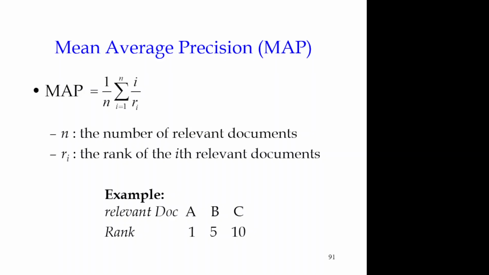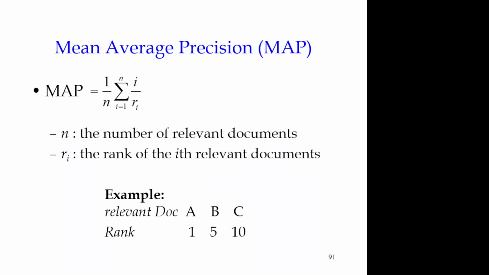I have 3 documents and their rank. Given a query, my information retrieval system returned 10 results. And 3 of these documents are correct. Their ranks are first, at the first place, the 5th place, and the 10th place.